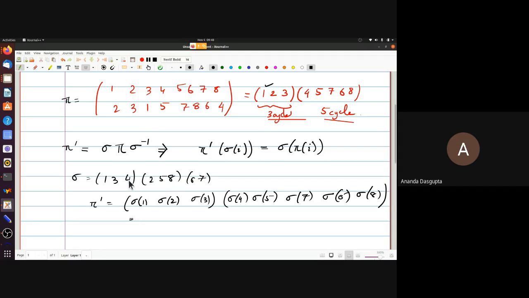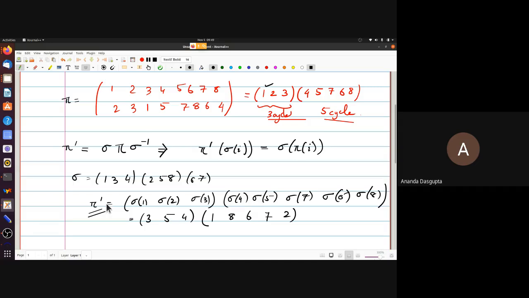Now, of course, I can now take what sigma 1 is, etc., and I can write this down. Sigma 1 is, of course, 3. Sigma 2, as you can see here, is 5. And sigma 3, as you can see, is 4. So there's a cycle 3, 5, 4. And sigma 4 is 1. Sigma 5 is 8. Sigma 7 is 6. Sigma 6 is 7. And sigma 8 is 2. So that's the permutation pi prime. But it's obvious from this that pi prime and pi must have the same cycle structure. 1 3 cycle, 1 5 cycle. Okay?